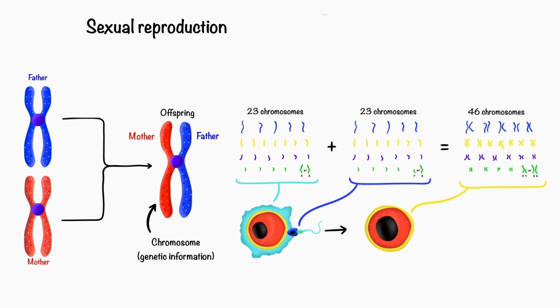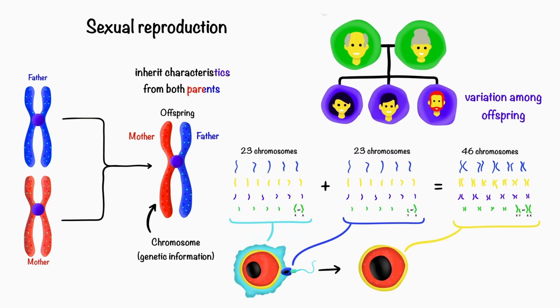During fertilization, the egg and sperm fuse together, forming a cell with the full number of chromosomes, half from each parent. This is why offspring inherit characteristics from both parents. The specific mixture of chromosomes they receive determines many of their traits. This blending of genetic information creates variation among offspring. Siblings often look different because they inherit different combinations of genes from their parents.